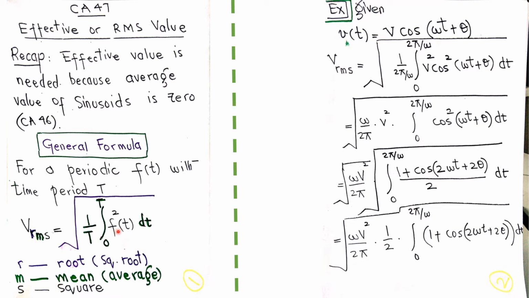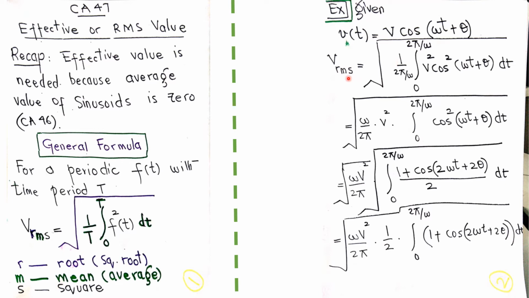So with this black color I have computed the squared, with the green color I have computed the mean or average, and finally with the blue color I have computed the square root to illustrate these three operations applied in reverse order. We first compute square, then mean, then square root. Then we'll solve an example for cos omega t plus theta.